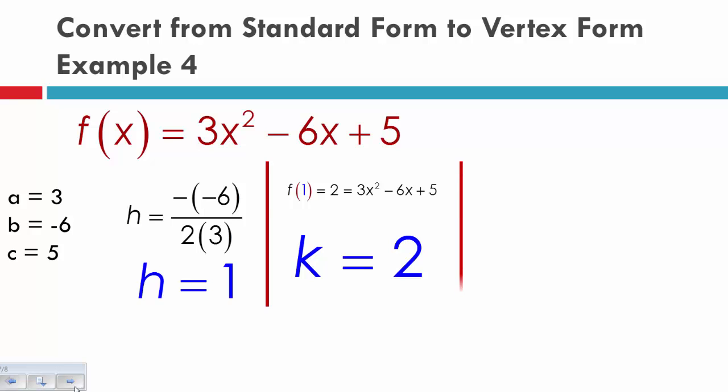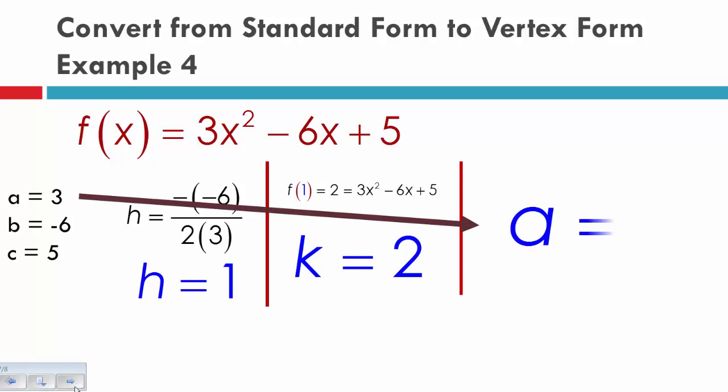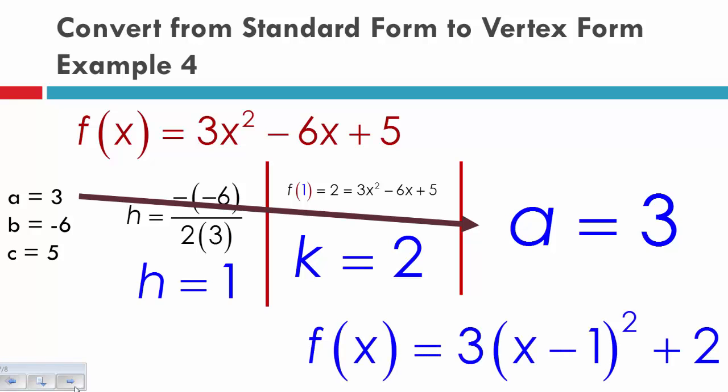Now go and steal the a value. Just go and grab it. Now plug in your a, h, and k values. Be careful when you plug in that h. Remember, it's tricky. It changes its sign.